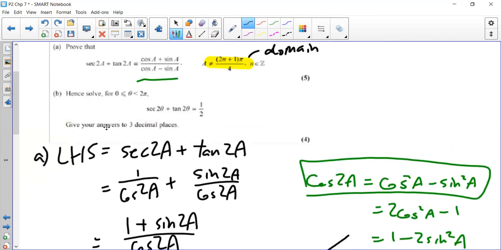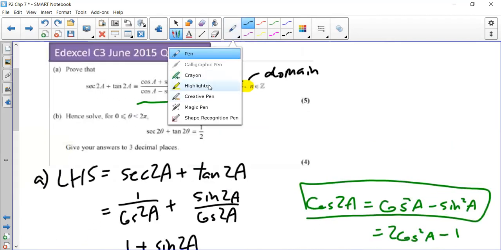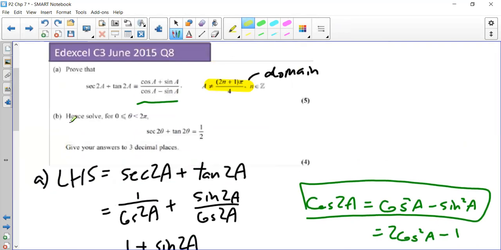Right. And part B, hence, you can have a go at the question first. Pause the video, have a go at the question. When you're ready for the answer, you can press play.